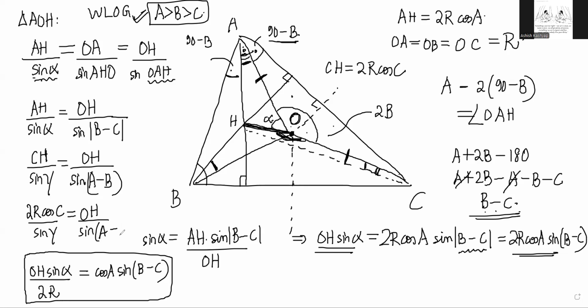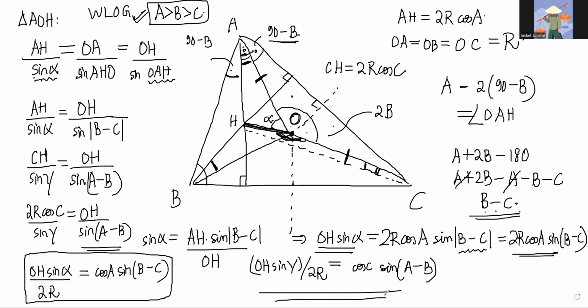And write the same pattern. We'll write OH sine gamma by 2R is cos C sine A minus B, right? OH sine gamma whole thing divided by 2 capital R is equal to, we are getting cos C sine A minus B, correct? We have just done the sine rule. We have just gotten these two things.